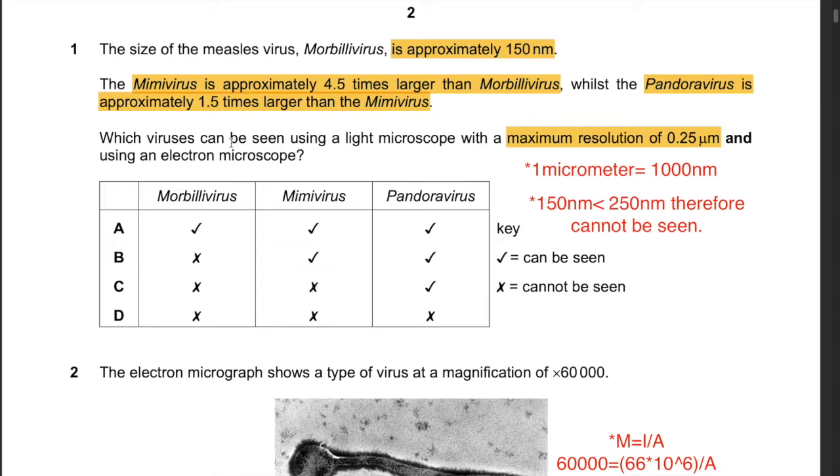Therefore, 1 micrometer is equal to 1000 nanometers. Hence, 0.25 micrometer will give you 250 nanometers. Since the morbillivirus is 150 nanometers and that is less than 250 nanometers, it cannot be seen through a light microscope, only using an electron microscope. Therefore, option A is not satisfied. Since mimivirus and Pandora virus are larger than the morbillivirus, they could be seen through the light microscope or through the electron microscope. Therefore, the option is B.